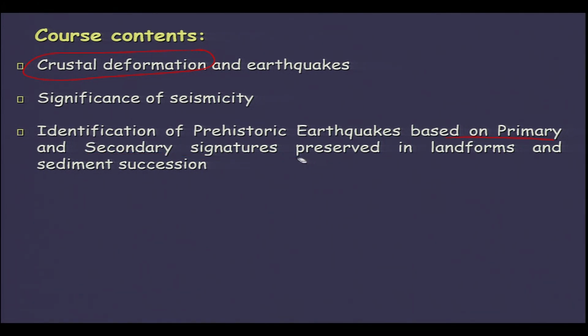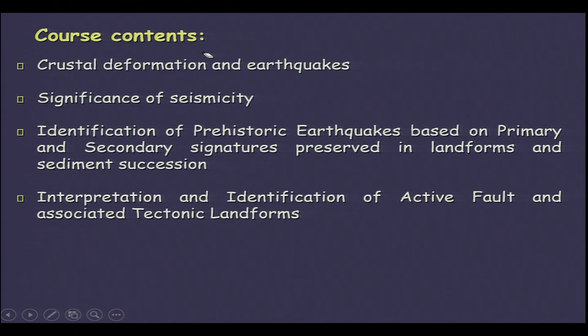So, this will be the first step we will move ahead with, and then we will see more in terms of the interpretation and identification of active faults. Okay. So, this is the most important one for us.